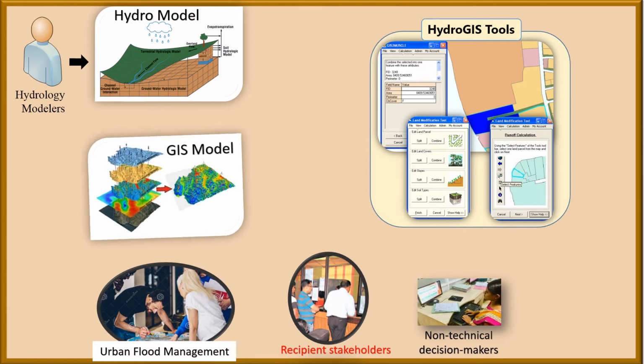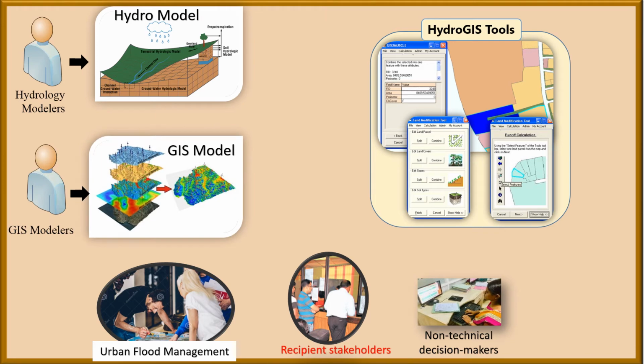Second is the GIS model. This is created by GIS modelers to provide required inputs and display outputs of the hydro model. The third is the HydroGIS model. This carries out integrated activities to develop a flood management model. The HydroGIS modelers encapsulate the hydro and GIS models to perform the flood management task. However, they integrate the decision makers' and recipients' concerns into the process to some extent.